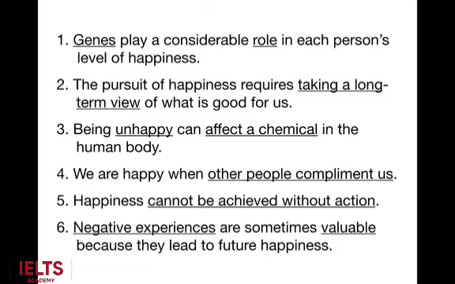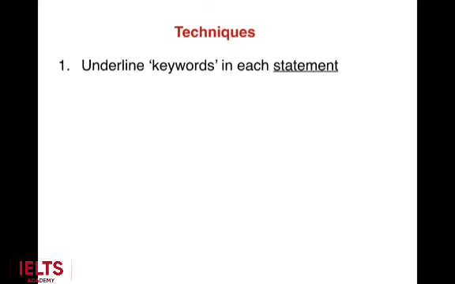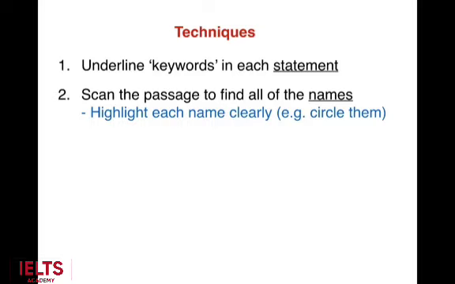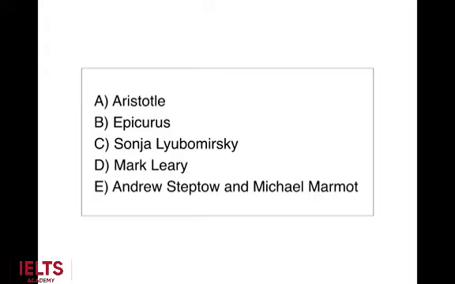There's a very clear difference between each of those question statements, and we've got some good keywords in there that later we can look at quickly when we're matching with the information that we've read. That's technique 1 then. We've underlined the keywords in each statement. Now we go to number 2. Scan the passage to find all of the names. Highlight each name clearly. For example, put a circle round them. Here are the 5 names that we're looking for, A, B, C, D, E.